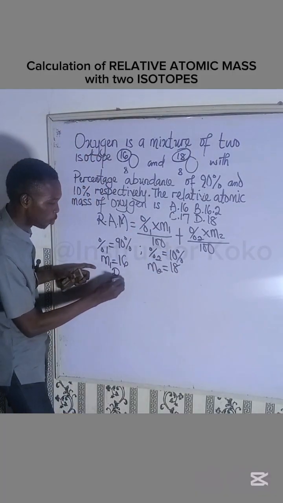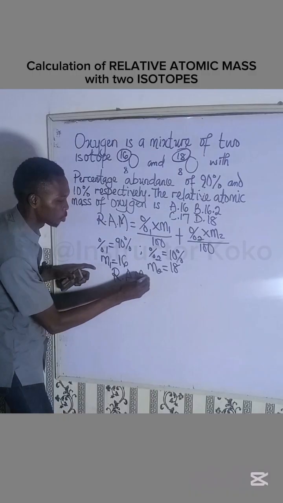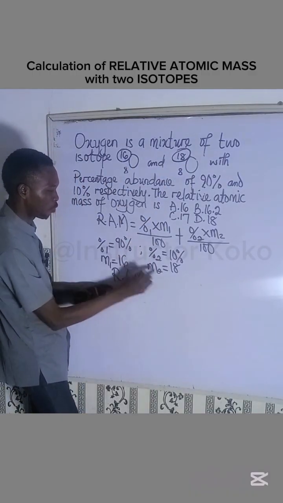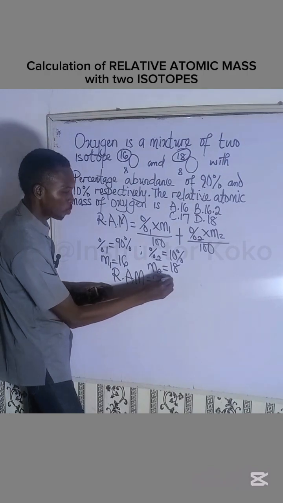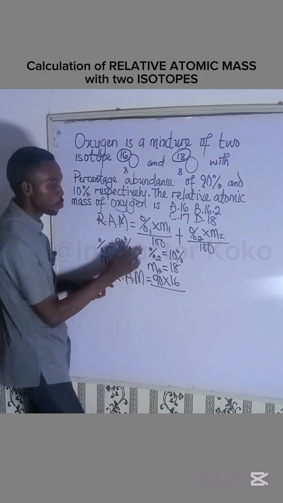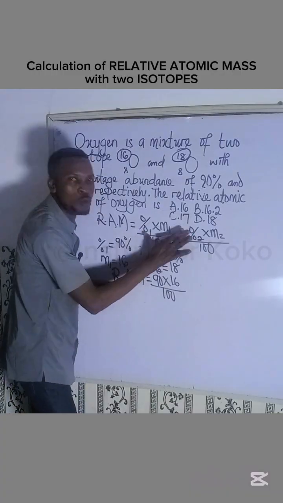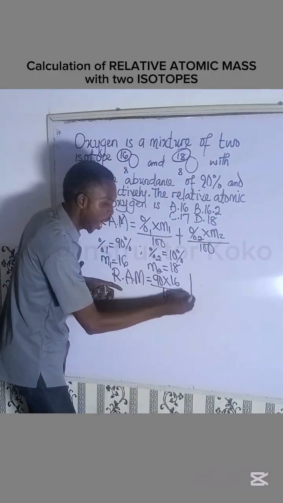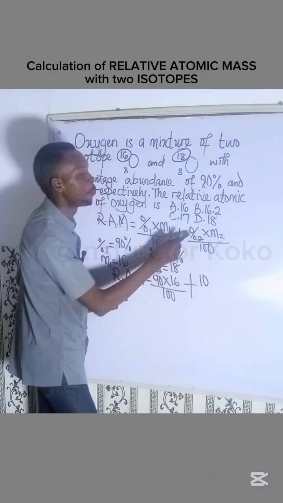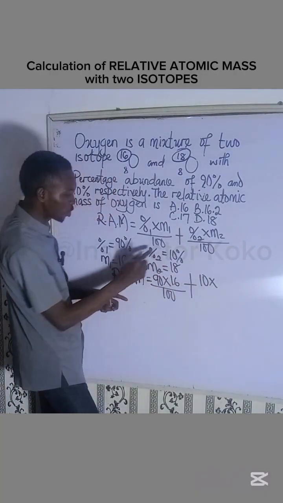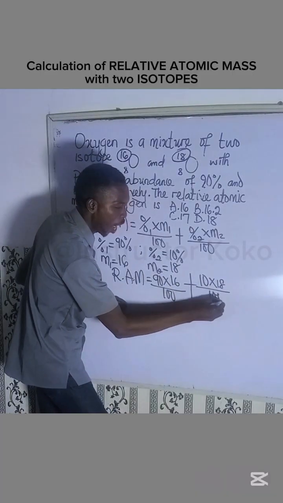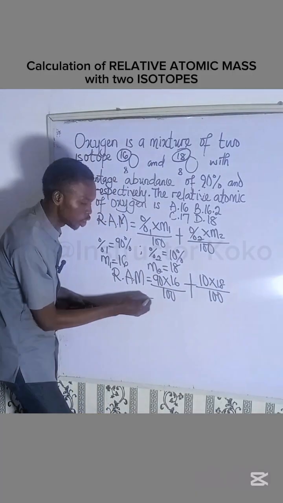Once you have written these parameters out, we will substitute them in the formula. The relative atomic mass of this isotope is equal to the percentage abundance of the first isotope, 90, multiplied by the mass number of the first isotope, 16, divided by 100. This is the formula, just know this formula. You add it to the percentage abundance of the second isotope, 10, multiplied by the mass number, 18, divided by 100.